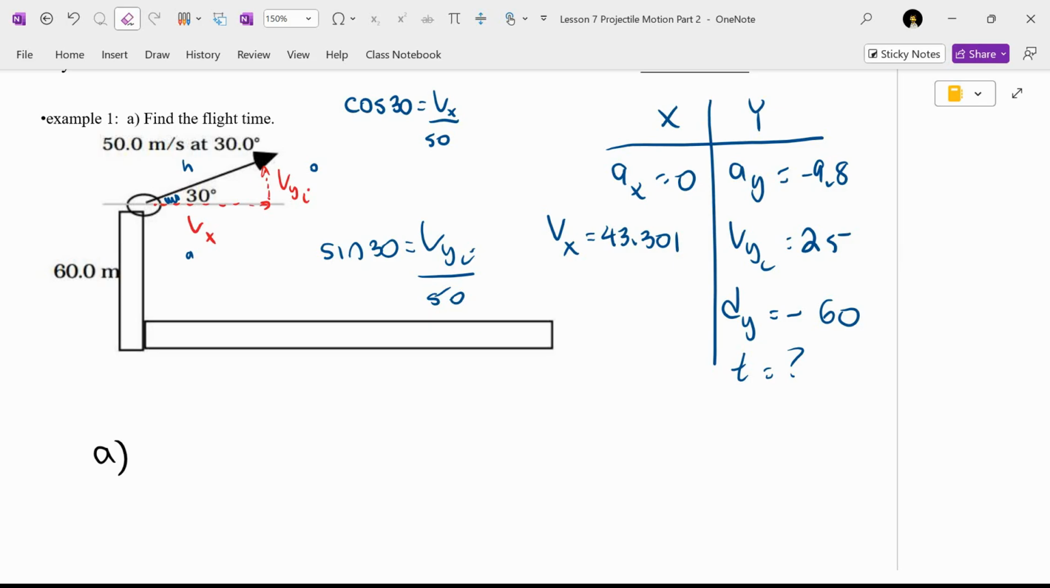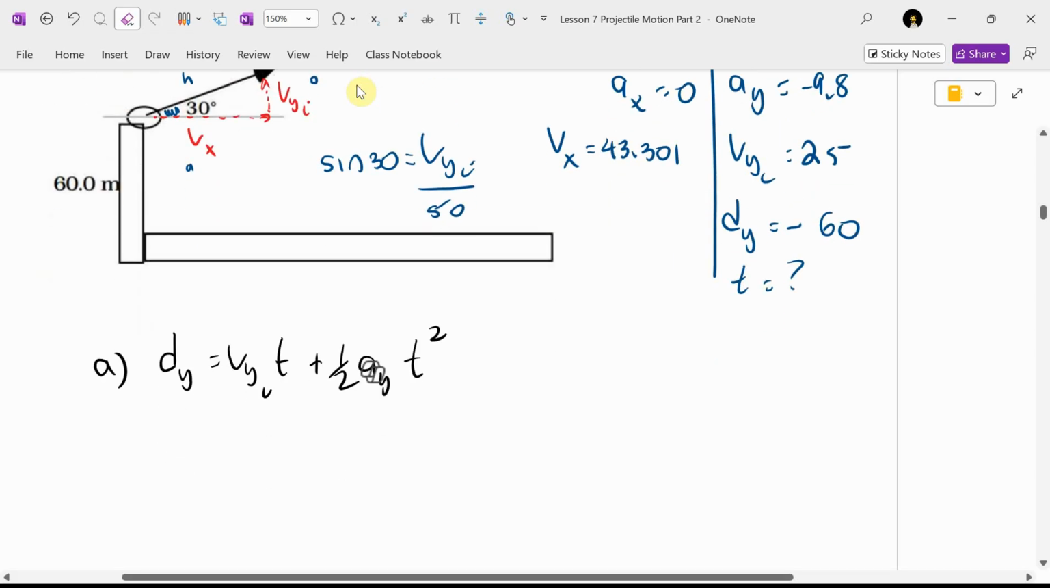I'm going to do part A here. Now, I've got it organized in my T table, but there's not enough room in my T table to show good work, and this I'm not going to cut very many corners on. So the first thing I'm going to write is dy equals Vy initial t plus a half Ay t squared. Unfortunately, nothing is a zero here. This is a full quadratic, so all I can do is plug in my values.